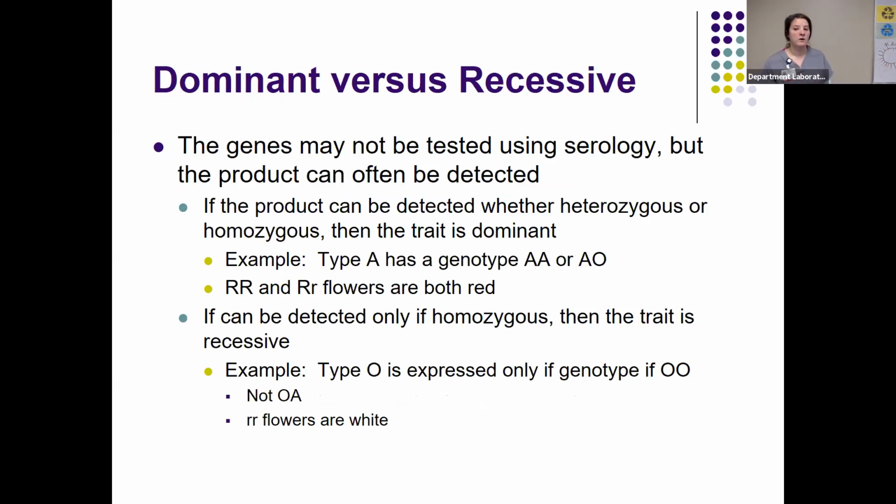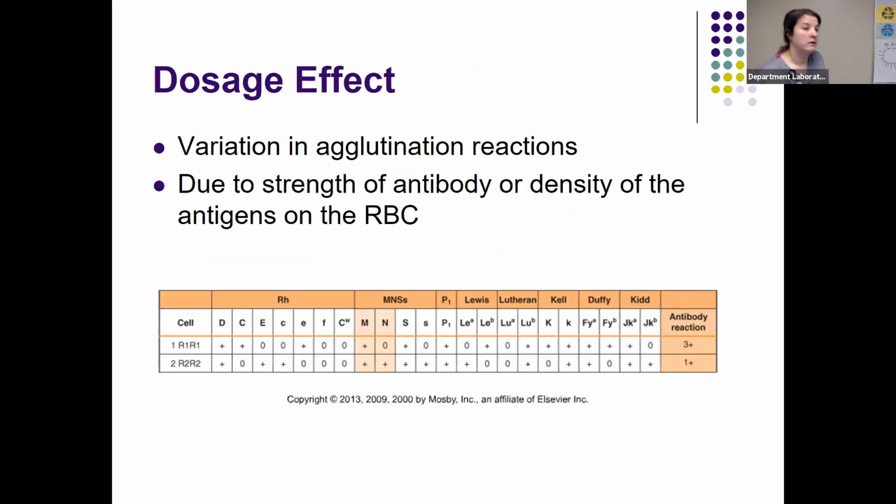And again, when we're doing our serological testing, the genes might not be detected. So if we can tell a patient is A, but we don't know if they're AO or AA, with our serological testing, we just can't do that. However, if you look at our haplotypes that travel together, M and N, this does give us their genotype, right? We know that cell number 2, this patient, whoever donated this cell for testing, was M positive, so they are heterozygous. So we can get that genotype.